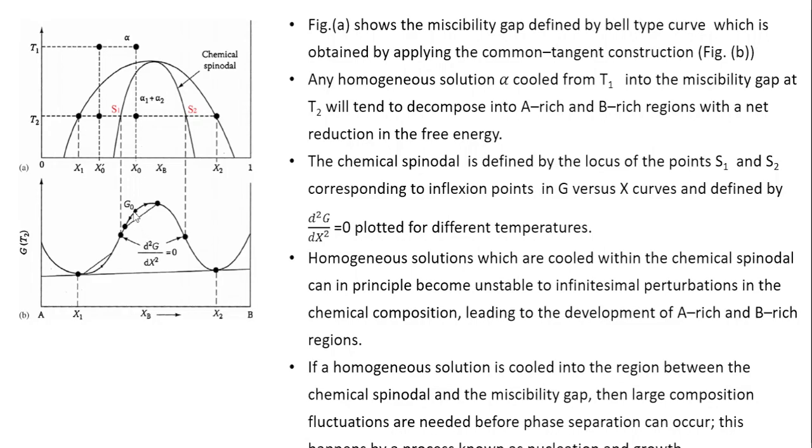Corresponding to that, this is the free energy of alpha, G0, which is greater than that of the two phases alpha 1 and alpha 2. So this is alpha 1 and this is alpha 2. Consequently, the mixture of alpha 1 and alpha 2 has a lower free energy than G0. So the alpha is unstable here, and it will undergo a decomposition.